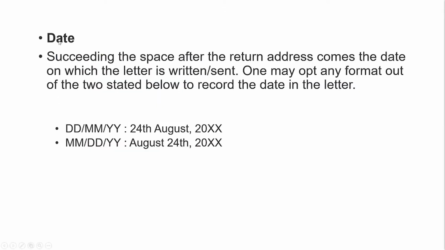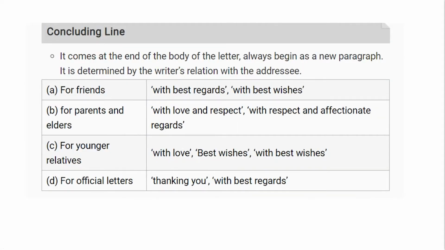And then you have to write the date. So how to write a date? First of all, you have to write the day, then month and year, like 24th August 2020, or you can write the month first, August, and then day, and then year, August 24th, 2020. So you can write the date of a letter in these two ways.